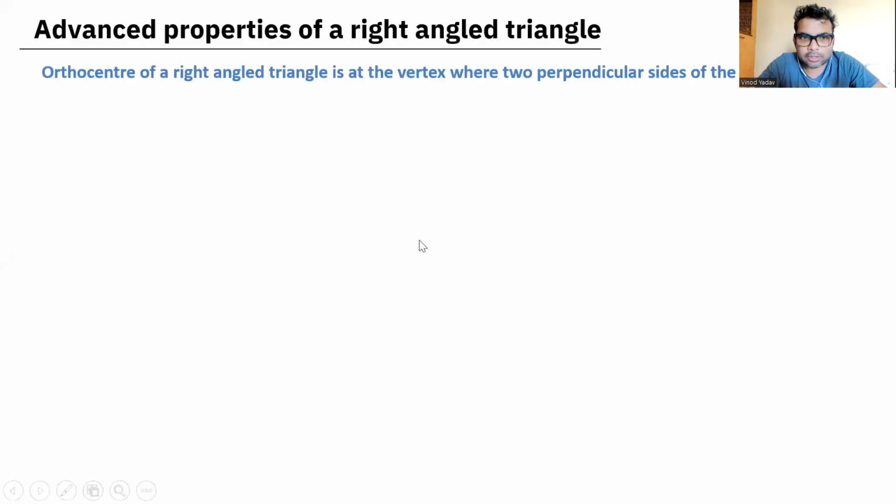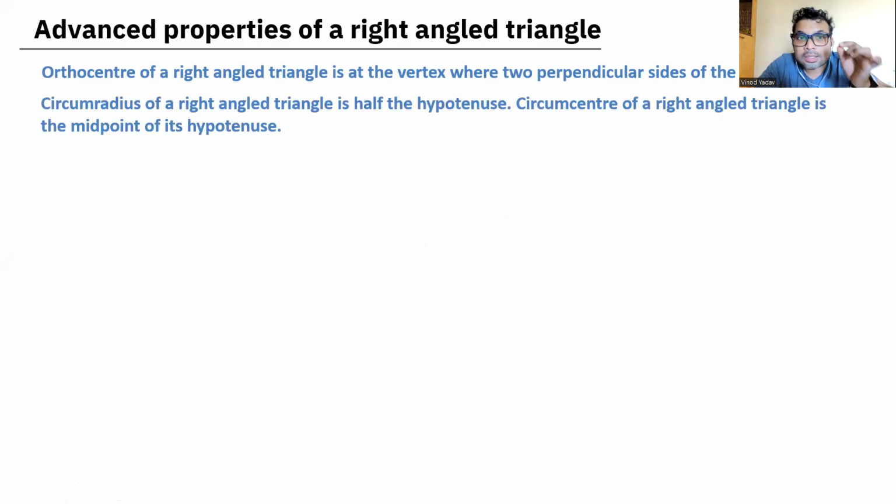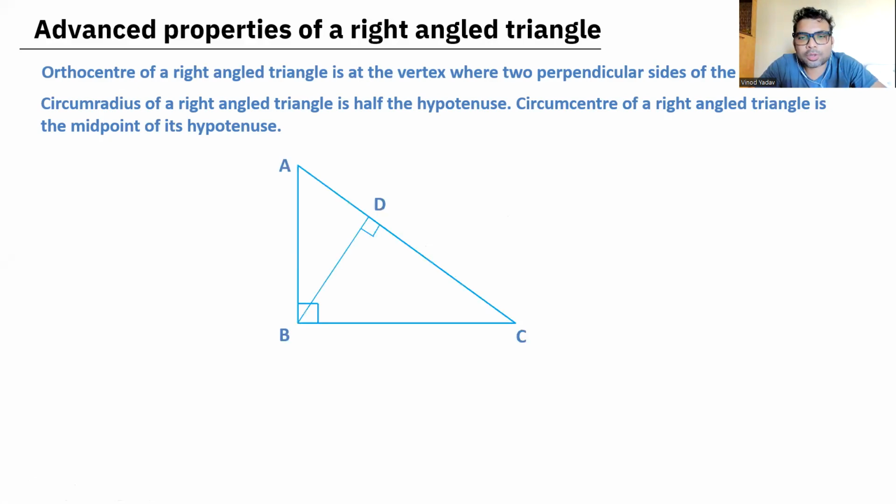Now next are the advanced properties of a right angle triangle. The orthocenter of a right angle triangle is the vertex where the two perpendicular sides of the triangle meet, right? What was the circumradius for a right angle triangle, which we just saw? It is half the length of the hypotenuse, and the circumcenter is the midpoint of the hypotenuse. Okay.